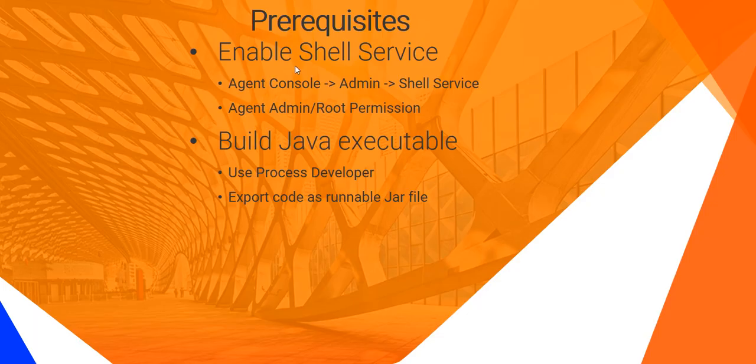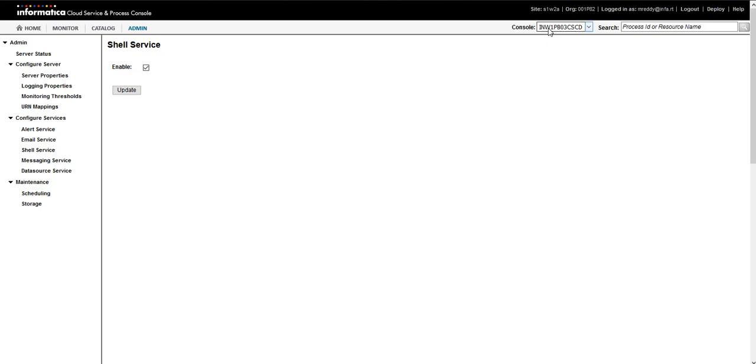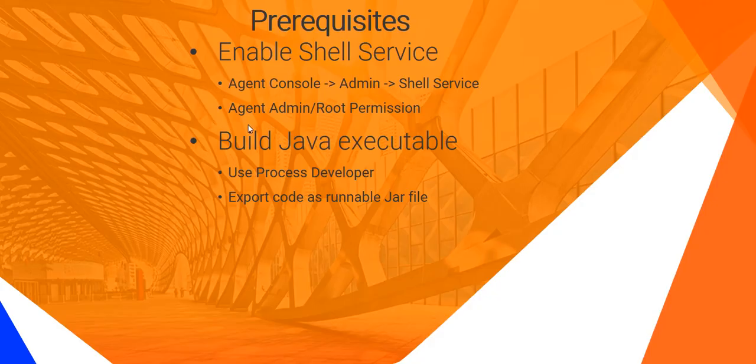In order to run any shell command or shell script, you need to enable shell service in Informatica Cloud Real Time. You can do that by going to Agent Console, Admin, and Shell Service. So here you can see that I'm under the Agent Console, and I have already enabled Shell Service under Admin Console. And also make sure that you have admin privilege or root permission to execute the script.